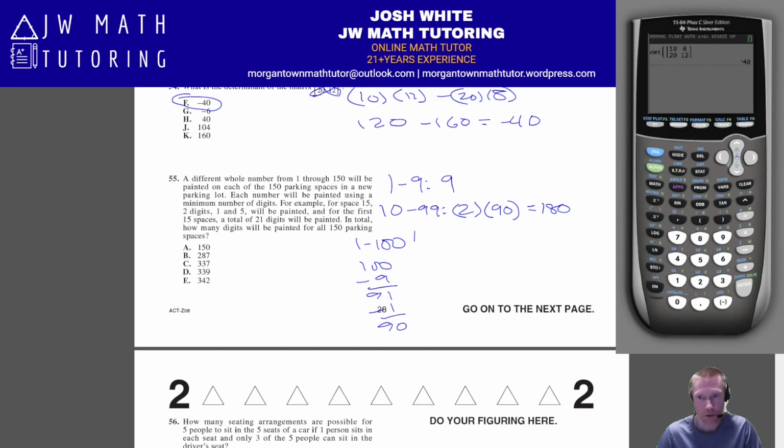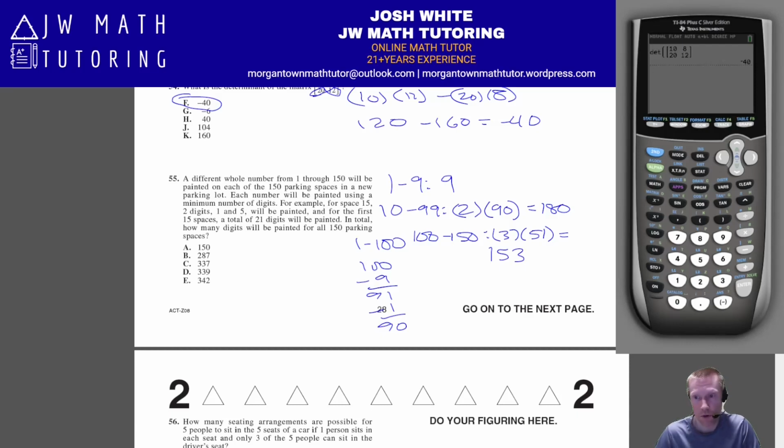And then for the three-digit spaces, 100 through 150, they're each going to have three digits. And how many of them are there? Technically, there are going to be 51, because you're starting at essentially 0 and then it's 101 up through 150. So it's 50, plus 1 if you add in the 0 for 100. So you just multiply these together, and you're going to get 153.